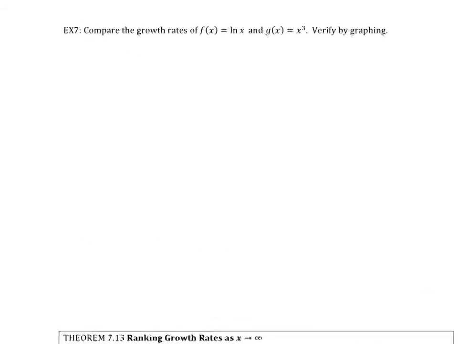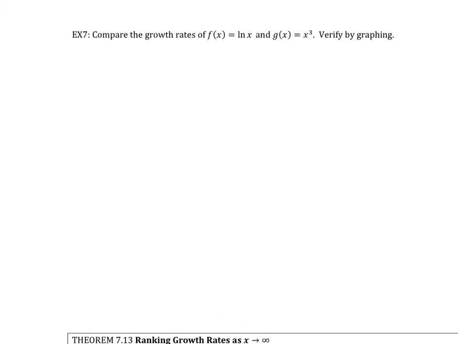So on the next page, we'll look at an example 7, comparing the growth rates of these two functions, f of x, which is the natural log of x, and g of x, which is x cubed. So I'm going to go ahead and take the limit, and it doesn't really matter which one you put in the top and which one you put in the bottom. But I'll just go ahead and put f of x in the top. The limit as x goes to infinity of natural log of x over x cubed, well, that's just infinity over infinity, which is an indeterminate form.